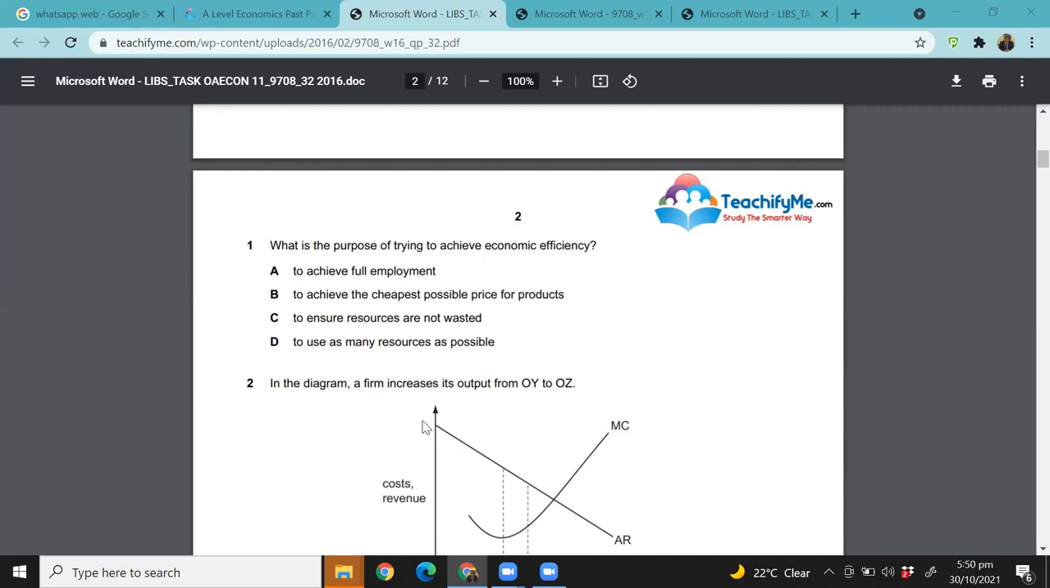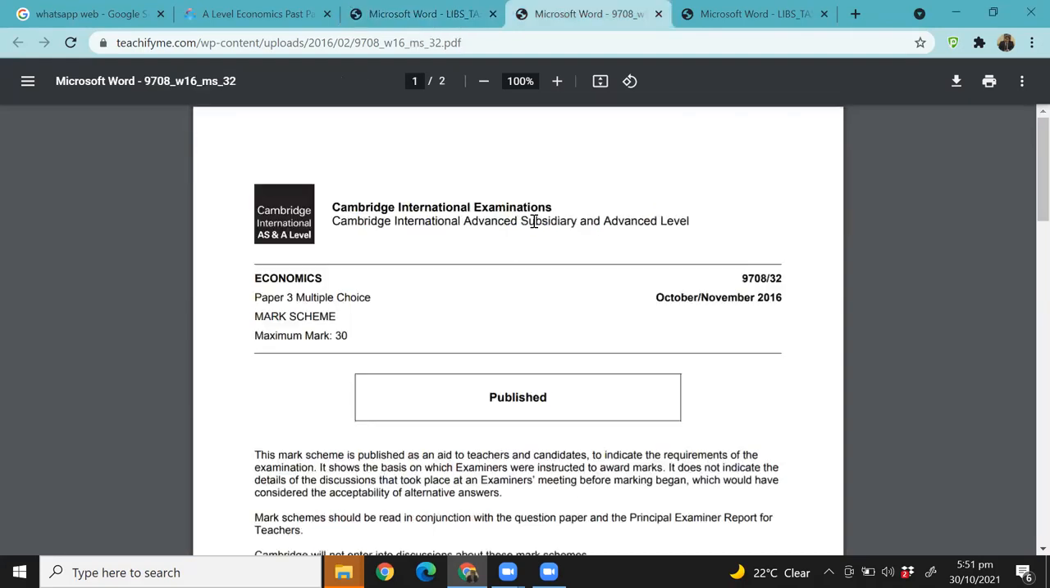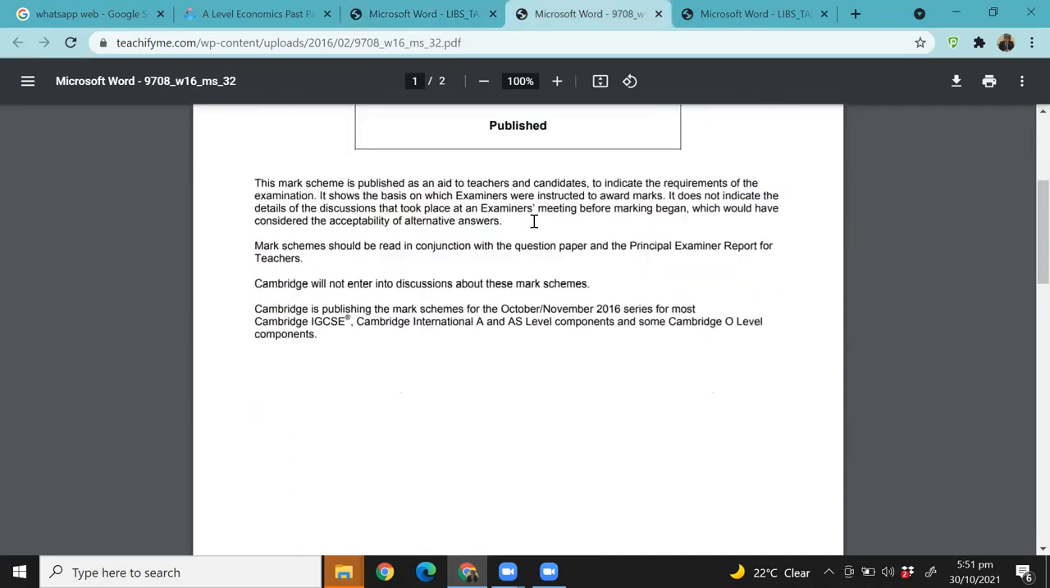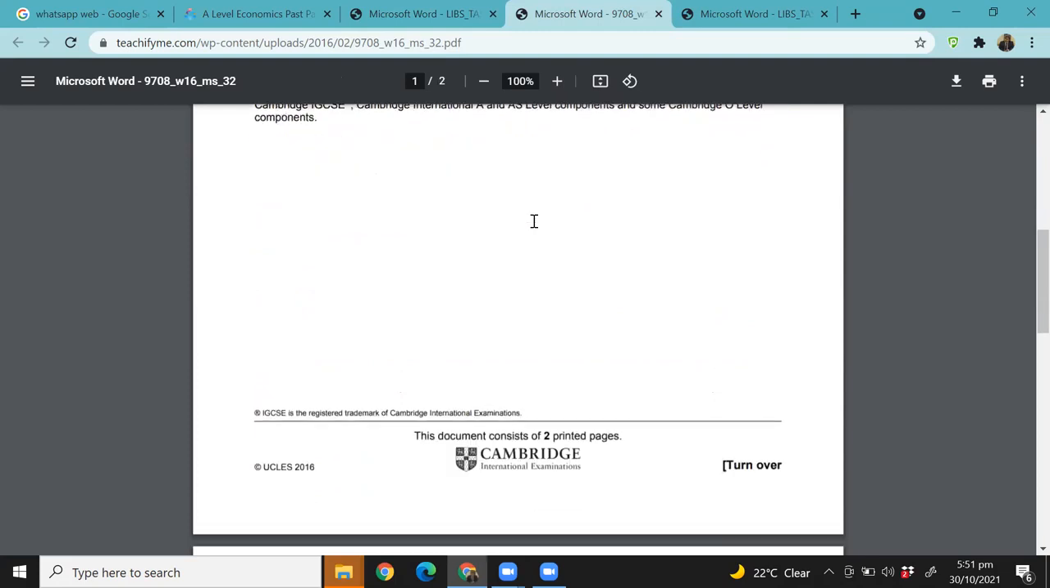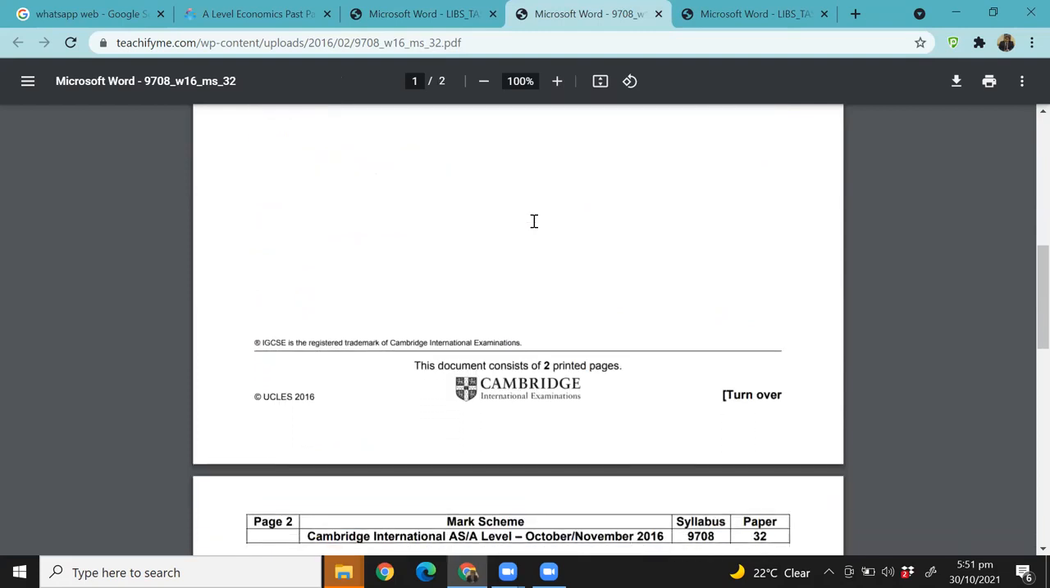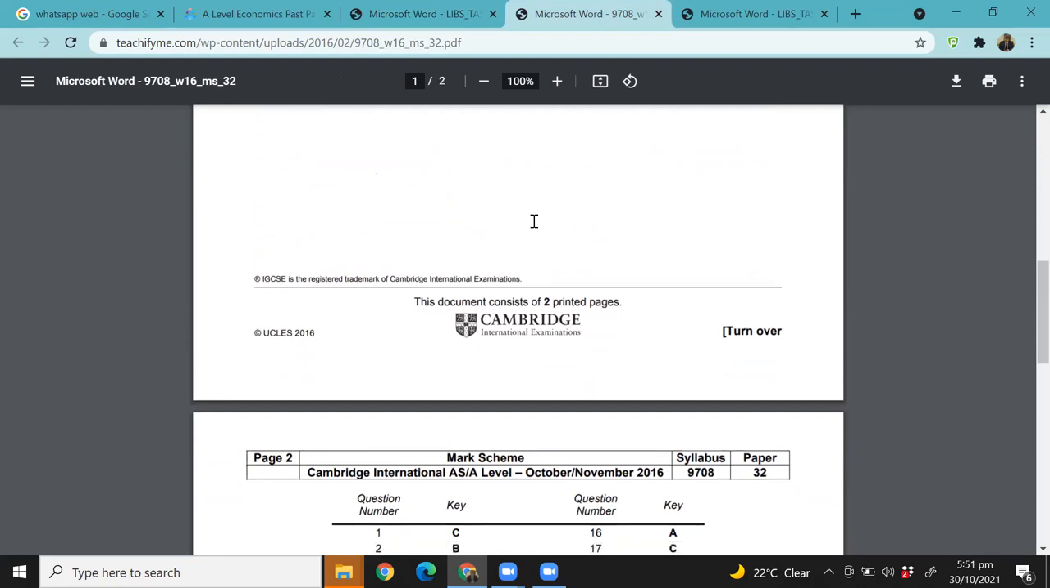So the first question over here says, what is the purpose of trying to achieve economic efficiency? To achieve full employment, to achieve cheapest possible price for products, to ensure resources are not wasted, to use as many resources as possible. So you think C, I also think it's C. Let's check with the marking scheme. Right. So one is C.